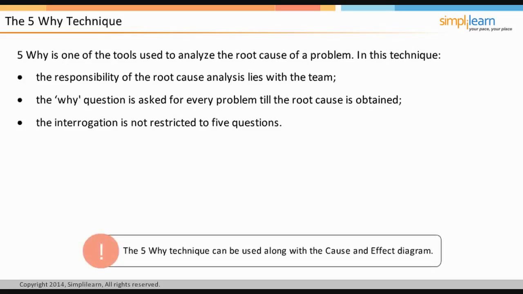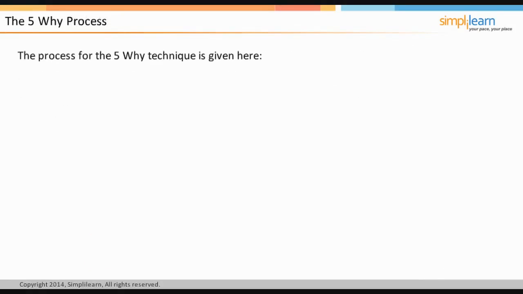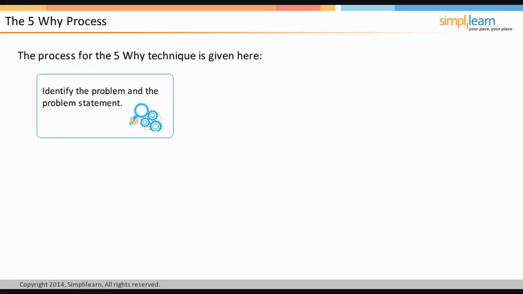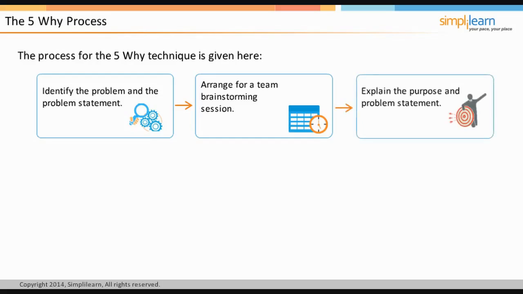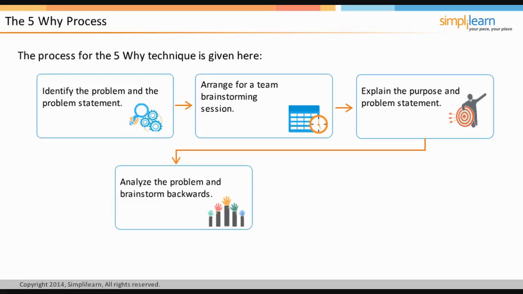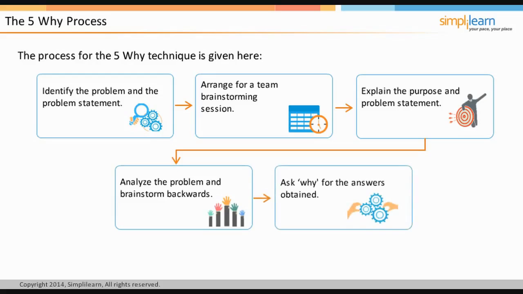The following screen will explain the process of the 5 why technique. The process for the 5 why technique is: identify the problem and emphasize the problem statement. Arrange for a brainstorming session with the team, including subject matter experts, process owners, and team members. Explain the purpose and the problem statement. Analyze scenarios working backwards from the problem. Ask why for the answers obtained until the root cause is found.